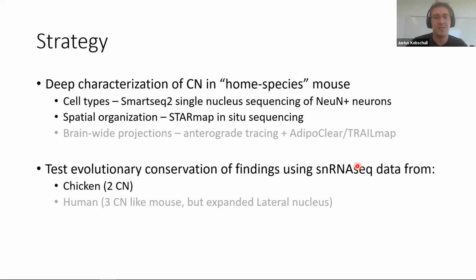The strategy we picked for this is to focus on doing a deep characterization in our home species, the mouse, because it turns out we don't actually know very much about the cerebellar nuclei to begin with. So we looked at cell types, their spatial organization, and then also brain-wide projections, and then compared between the different cerebellar nuclei in the mouse, came up with hypotheses about how they might have evolved, and then tested those hypotheses by looking at the chicken with 2 cerebellar nuclei versus the 3 in the mouse, and then the human where one of them got really big. For time reasons, I'll mostly focus on the sequencing work in the mouse and then the chicken comparison here, but I'm happy to talk about anything else.